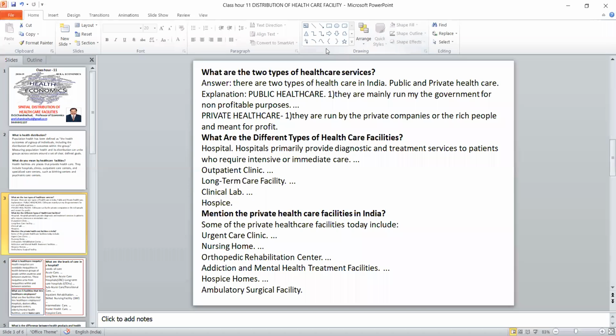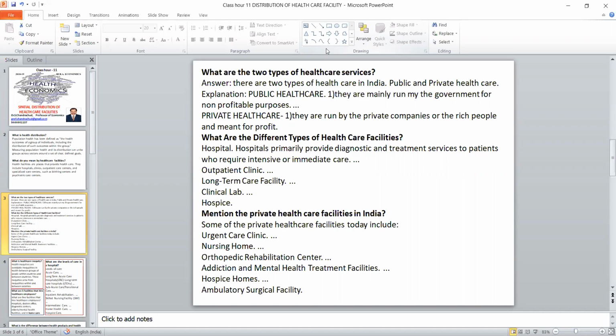Then another one is the outpatient clinic. That will be a visiting doctor, and those who are ill or sick can go there, contact the service provider and receive that particular healthcare service. The third one is the long-term care facility. Some people have to be admitted and they are considered inpatients. For that there are facilities, not only public but also private. Other things are clinical lab, hospice, dispensary. All these are considered different types of healthcare facility.